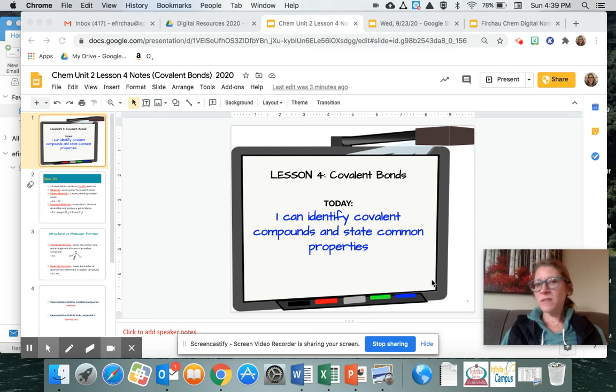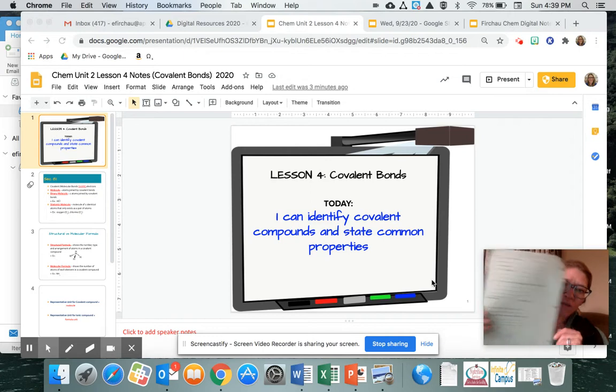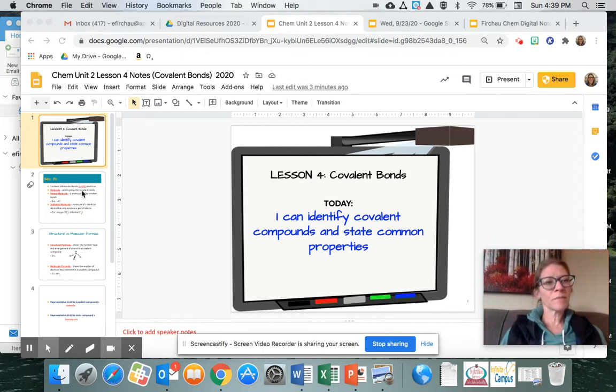Lesson 4 of your notes will cover covalent bonds. Covalent bonds are the third and final type of bond that we'll discuss this unit. The notes are on page 4 of your green notes packet. So make sure you have that and your periodic table ready to go.